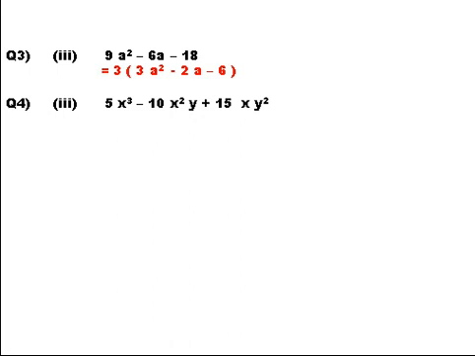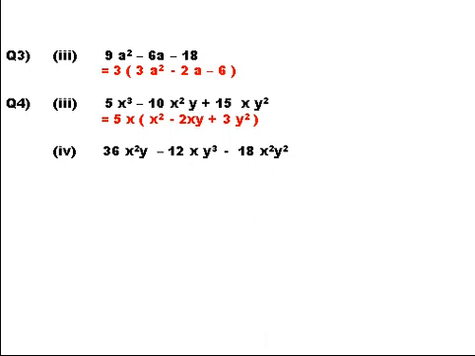In this part it is given 5x cube minus 10x square y plus 15xy square. Taking the common factor from the numbers, the highest common factor, if you see, is 5. And from the variables, x is present in all the terms. The least power of x is 1. So we are going to take 5x as common, and the remaining values will be written within the bracket, and that gives you the result.